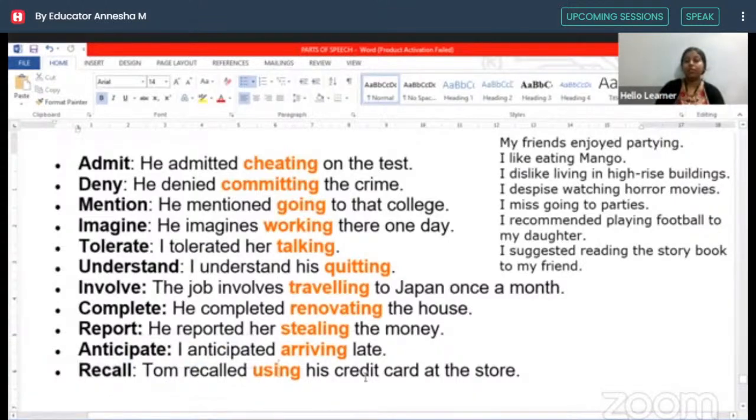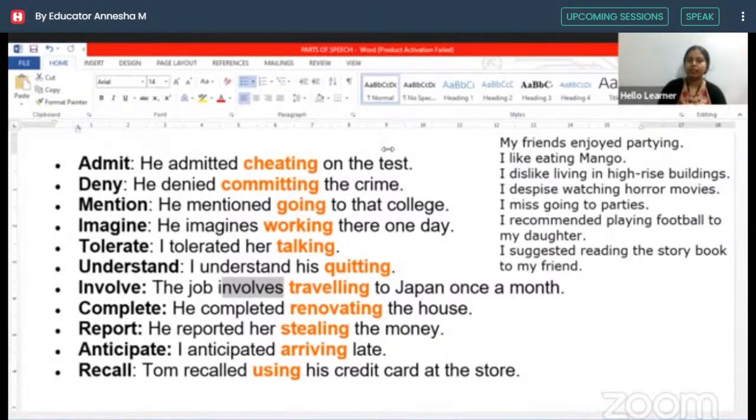I recalled cheating on my exam. Yes, Dipali? Ma'am, it is necessary to use past form, reported, completed. No. See, involves present form. उसके बाद I'm not getting any, but definitely you can. See, I'll make you a sentence. He admitted cheating on the test. I admit cheating on the test. मैं अगर अभी बोलूं, I'll say I admit cheating on the test.